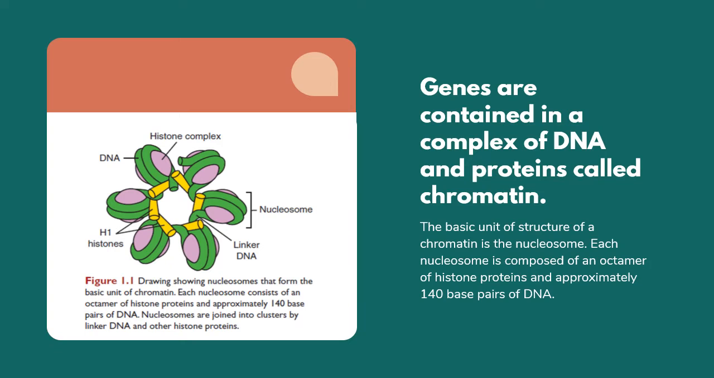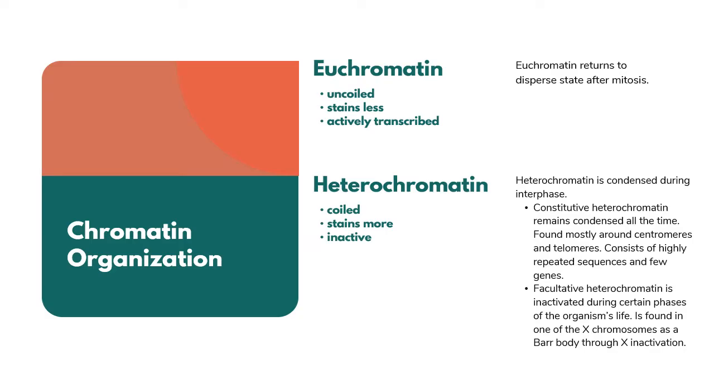Connecting one nucleosome to another is histone 1, or H1, which serves as a linker. The packaging of the nucleosomes, whether it is coiled or uncoiled, will determine if the DNA is available for transcription or not. The chromatin can exist in two configurations: euchromatin or heterochromatin.